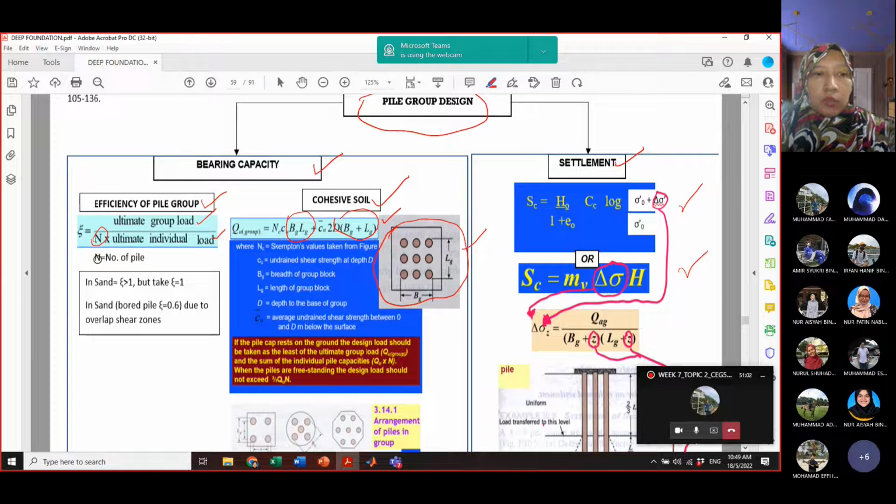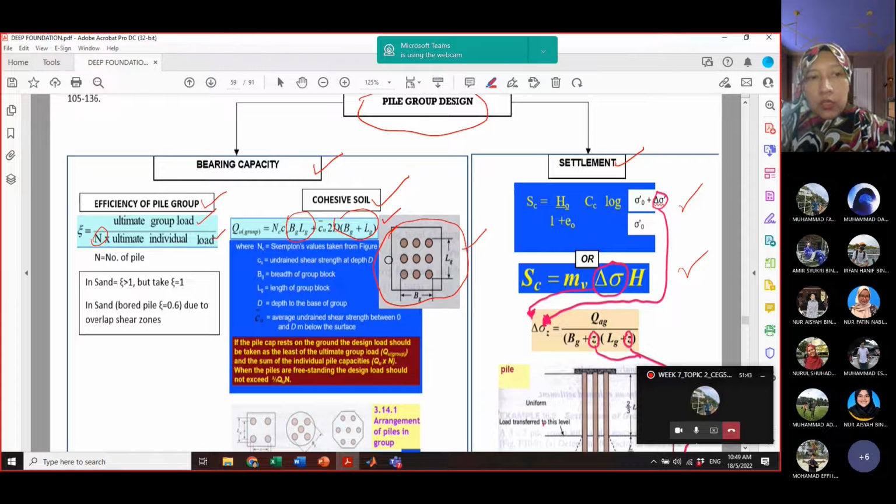So the efficiency of the pile bergantung kepada jenis tanah dan juga jenis installation method. Kalau kata in sand, the efficiency it can be take around 1 to 1 lah. Maknanya kalau efficiency dia 1 pun boleh, ada sometimes efficiency dia lebih daripada 1. Tapi kalau dia bergantung pada bore pile, installation method dia menggunakan kaedah bore, so the efficiency is 0.6 due to overlap shear zones.